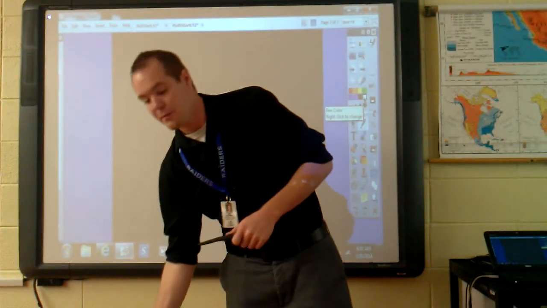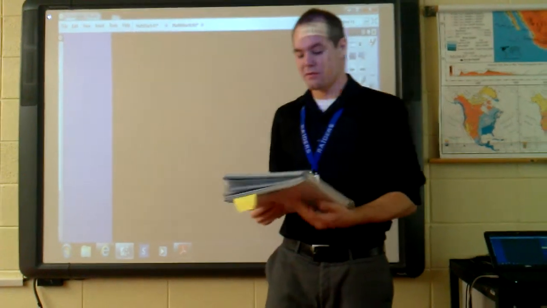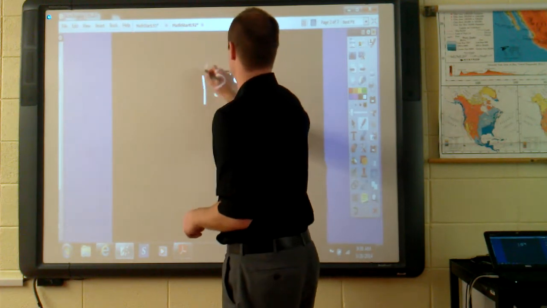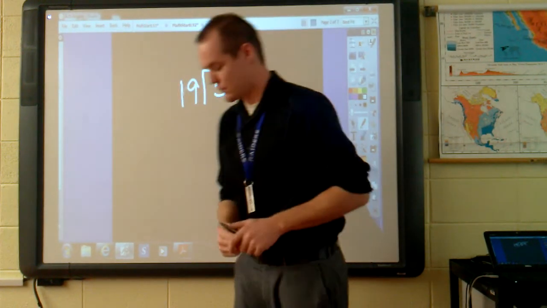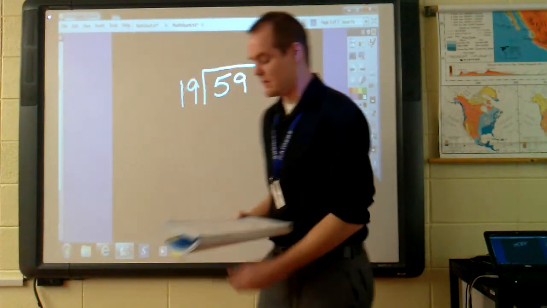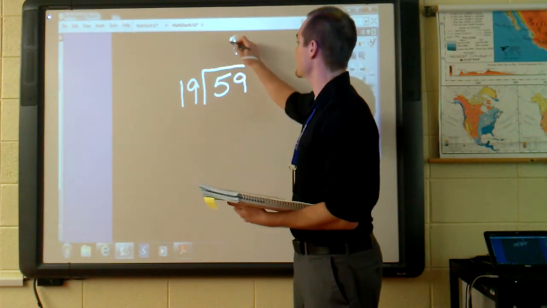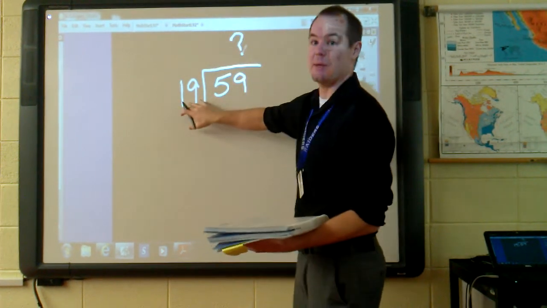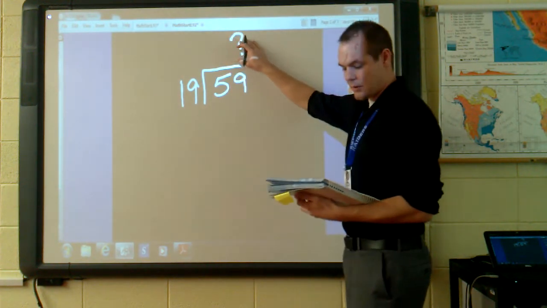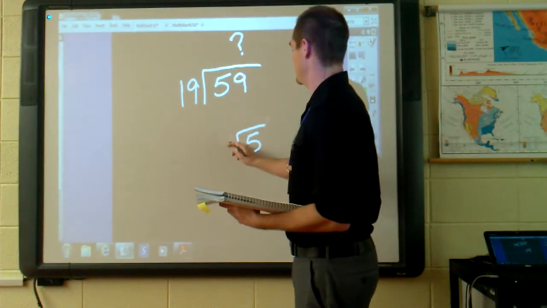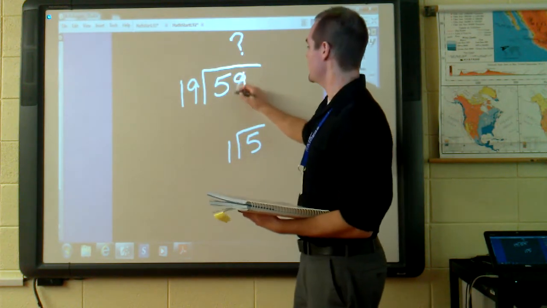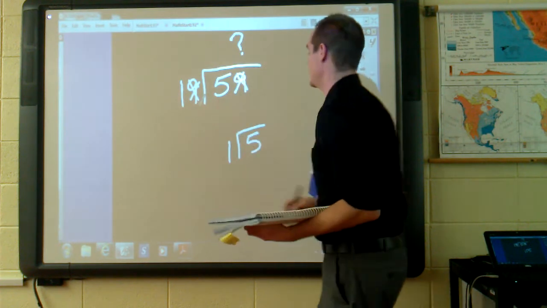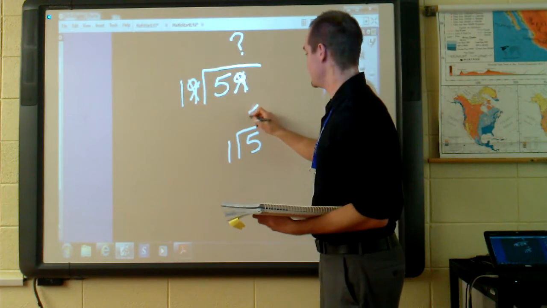At the top of page 617, it says using the first digit trick for 59 divided by 19. We follow this process, and they put a question mark up here. Basically, 59 divided by 19 is what? We think 5 divided by 1, because remember we get rid of the ones place. How many times does 1 go into 5? According to that method, we'd get 5.